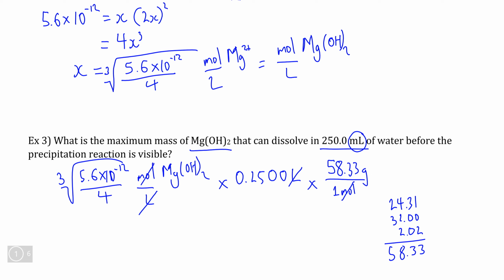And if we check our units, we see that grams is the only unit we have left, which means that this calculation should lead us to the maximum mass of our solute that can dissolve. And if we put this into our calculator, this comes to approximately 1.6 times 10 to the negative 3 grams of magnesium hydroxide that can be dissolved.